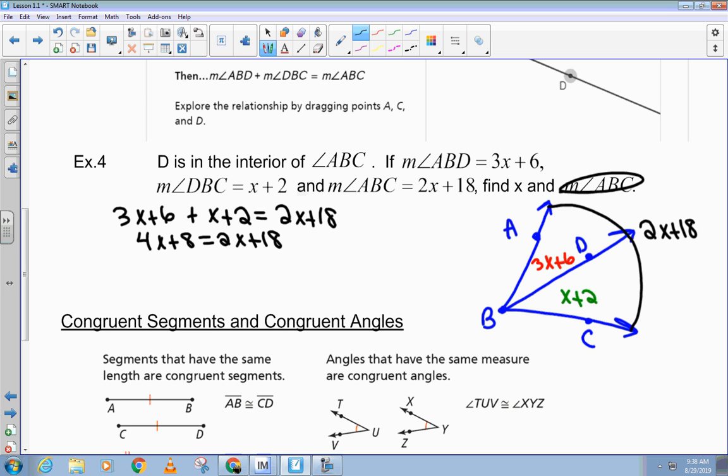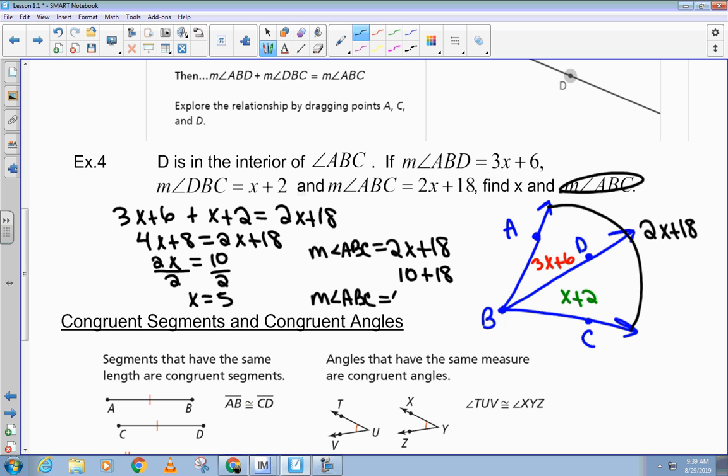I'm going to subtract 2x from both sides. I'm going to subtract 8 from both sides. So that gives me 2x equals 10. And then divide both sides by 2, which makes it 5. So is that my answer? No, I need ABC. So I've got to come back over here and find the measure of angle ABC, which is 2x plus 18. And I know that x is 5, so I plug it in, and that gives me 10 plus 18. So the measure of angle ABC is 28 degrees.